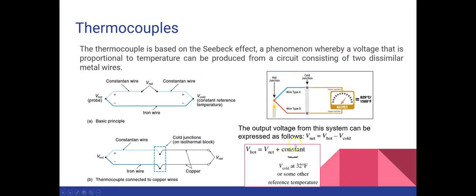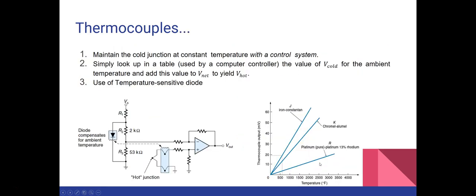So this constant V cold at 32 degrees Fahrenheit, which is the reference temperature, used to be maintained at this constant voltage by using the ice water bucket. But the modern system has eliminated that use, and it has come up with different solutions. First is maintaining the cold junction at constant temperature using some control system.